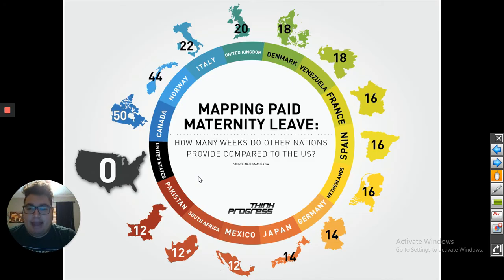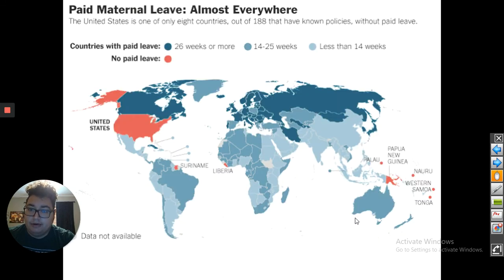And so this is mapping paid maternity leave. How many weeks do other nations provide compared to the United States? The US gives you none. The government gives you none, compared to Canada, where you get 50 weeks paid. Norway is 44, Italy 22, UK 20, and Denmark 18. Same with Venezuela, France, Spain, Netherlands, Germany. You can see all of these countries give paid maternity leave, but the US doesn't give any from the government point of view.